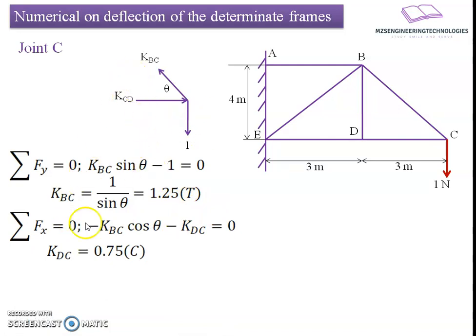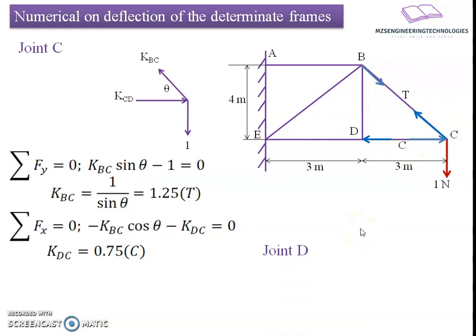Similarly, if I go with the horizontal direction, we get minus KBC cos theta. Again a negative sign appears here; consider it as positive, plus KDC equals 0. Since we know the value of KBC, if we substitute, we get the unknown force KDC, which comes to 0.75 Newton, compressive in nature. Now I will mark this vector on the figure so as to have a ready reference. Here BC is tensile in nature and CD is compressive in nature.